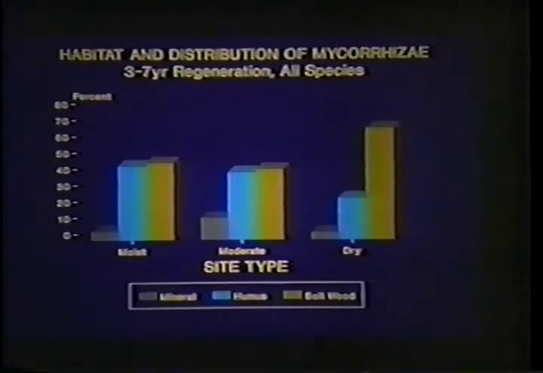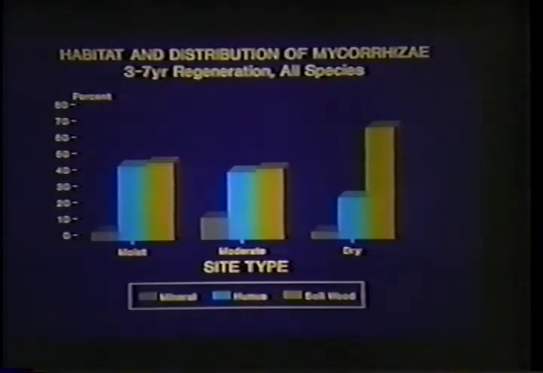Now, let's take another look at regeneration. This is regeneration under old growth. In other words, stuff that's beginning to come up as the old growth stand is breaking up. So they're competing with the old growth for available moisture. It's very dry in these systems. It's a real tough place for a seedling to make a living.